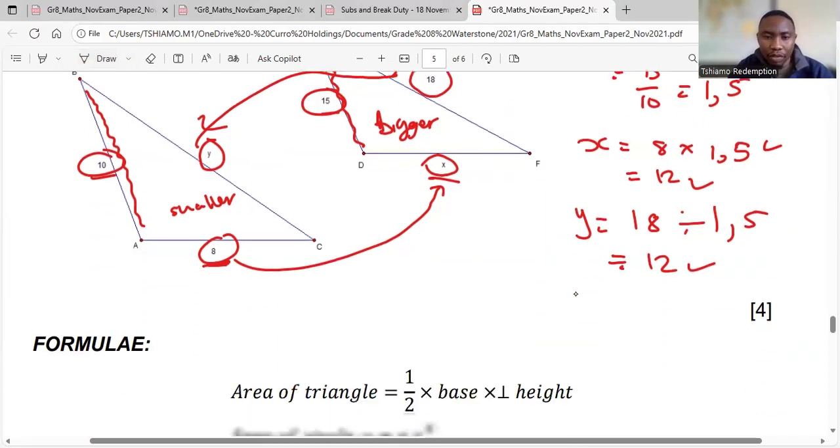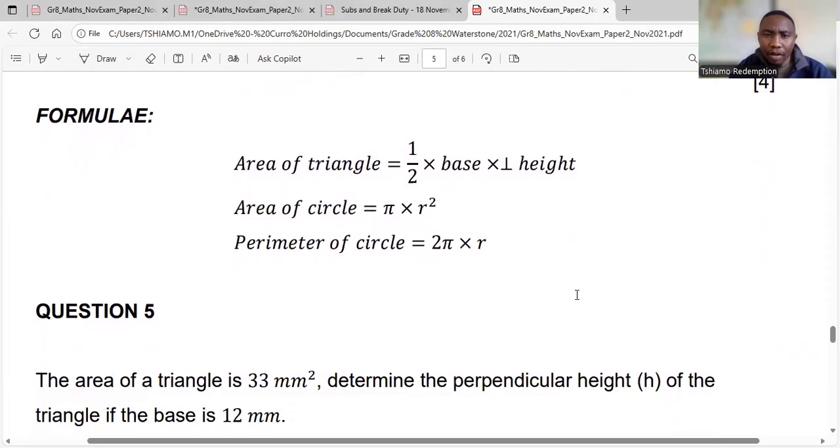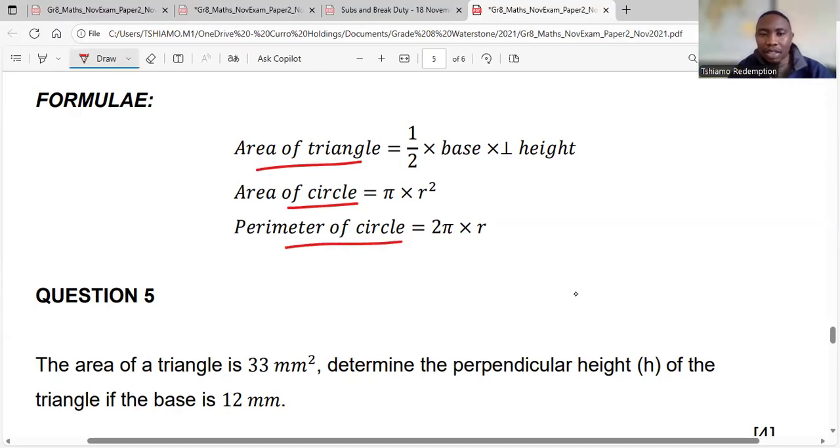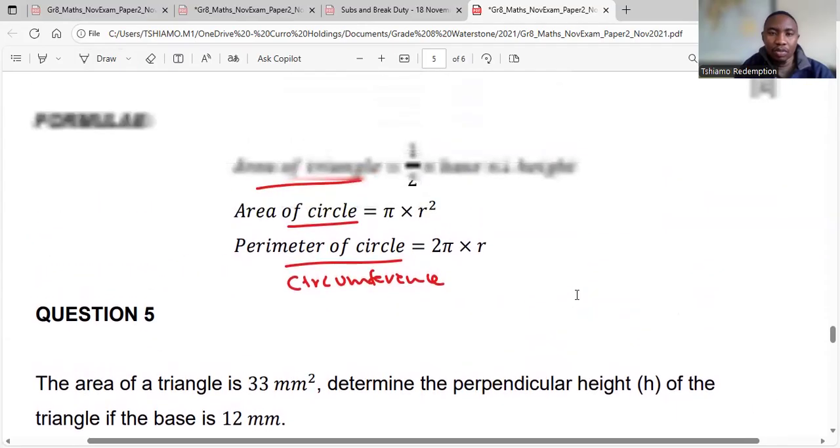Okay, moving along. Formulae, it's nice, they give us. Sometimes they don't give you, you need to know them. Even if they give you, you need to know them so that you can choose the correct one. Because if you don't know which one is for which, you can just choose anything. But they told you here, this is the area of a triangle, area of a circle, perimeter of a circle. The other word for perimeter of a circle is circumference.